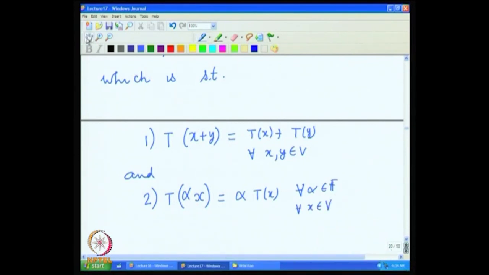Once again, notice that this scalar multiplication is in V and this scalar multiplication is in W, because this vector is x and we are multiplying by alpha. So, this is a scalar multiplication in V. This vector T x is in W, because T takes vectors from V to W. So, this is a vector in W and we are multiplying by a scalar, so this is a scalar multiplication in W.